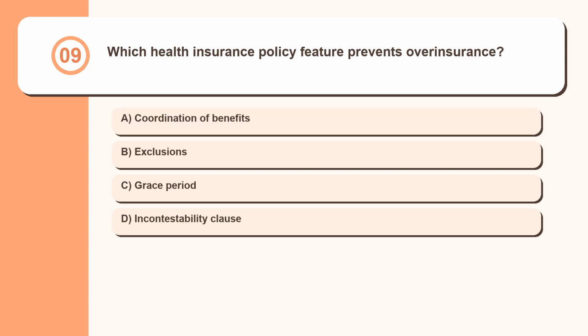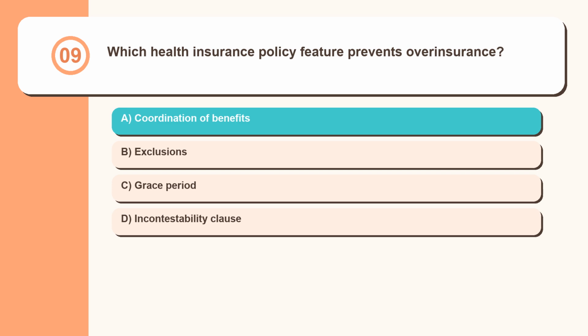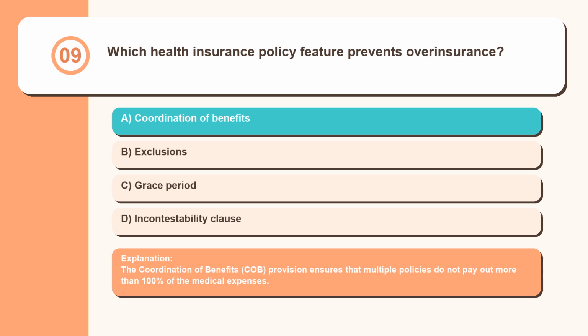Question 9. Which health insurance policy feature prevents overinsurance? Coordination of benefits, exclusions, grace period, incontestability clause. The coordination of benefits, COB, provision ensures that multiple policies do not pay out more than 100% of the medical expenses.